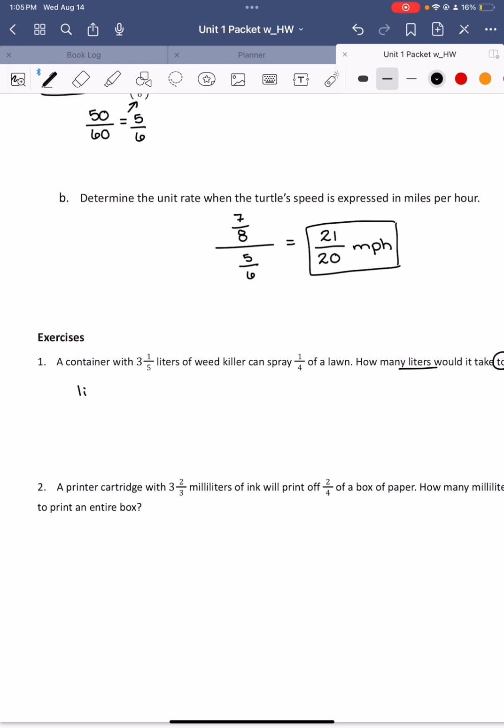So we have liters in comparison to number of lawns. So they gave me 3 1/5 liters, and they said that can spray a quarter of a lawn. So to figure this out, I can go ahead and put that right in the calculator. So 3 1/5 using my mixed number button, divided by 1/4. Make sure it looks exactly like what's on your paper.